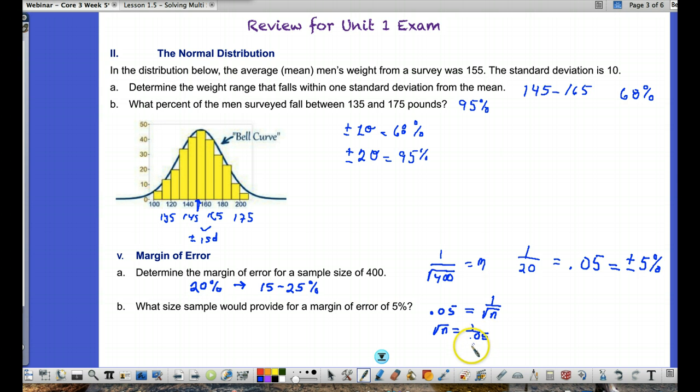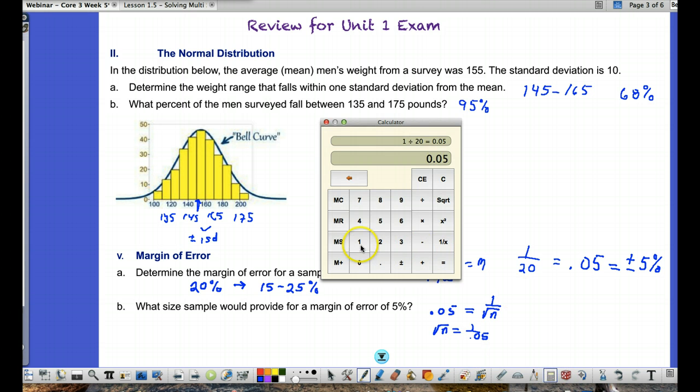Then what I would do is just divide that out. Again, you can use a calculator and just say, okay, 1 divided by 0.05, and we already know, but we'll just do it. And that gets us the 20 that we knew. So we have the square root of n is equal to 20.